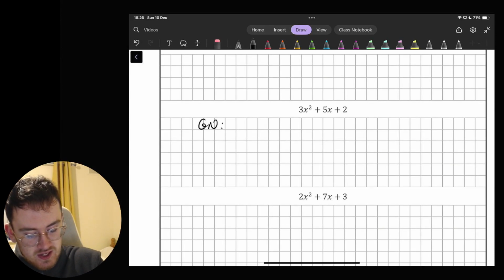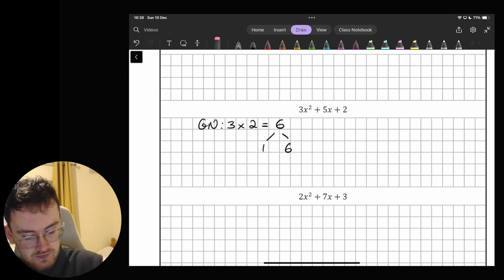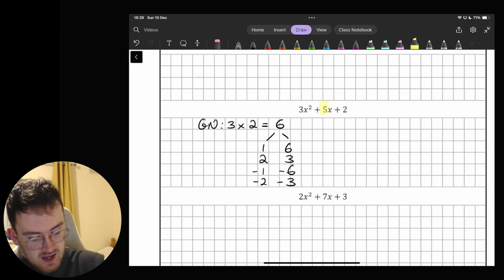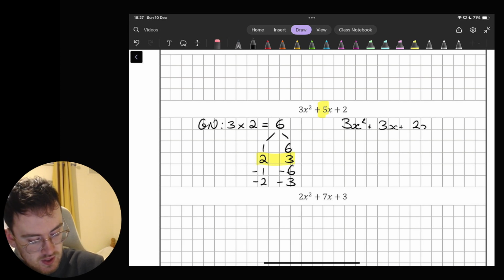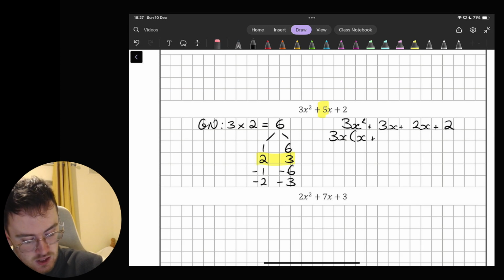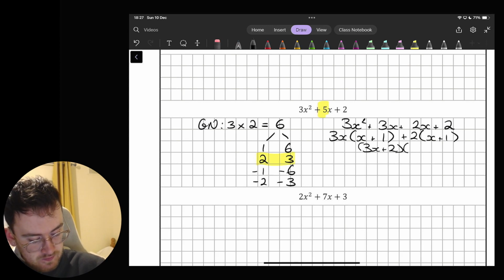So again, start off by finding my guide number. That's 3 multiplied by 2, which is 6. I get the factors of 6: 1 and 6, and 2 and 3, minus 1 and minus 6, minus 2 and minus 3. I need to get a 5 in the middle there, so it's going to be the 2 plus 3. So 3x squared plus 3x plus 2x plus 2. It doesn't matter which order you put those factors in when you put them into the equation. Factoring out 3x here, and 2 there, x plus 1, so I get 3x plus 2, x plus 1.